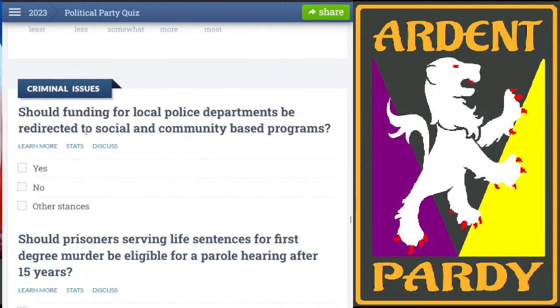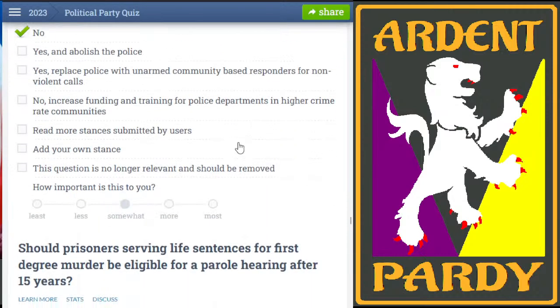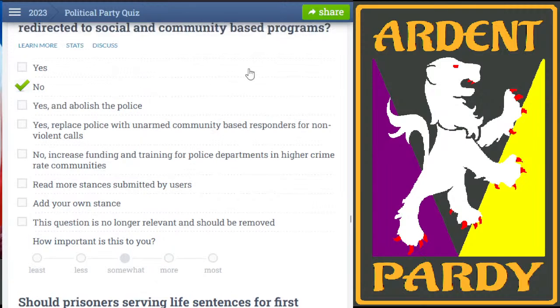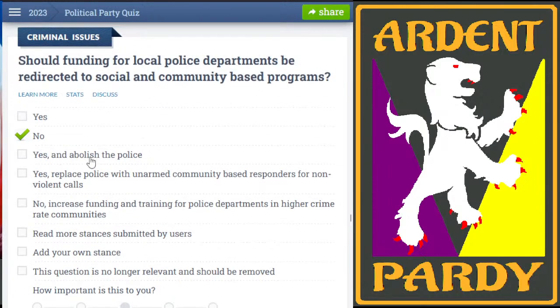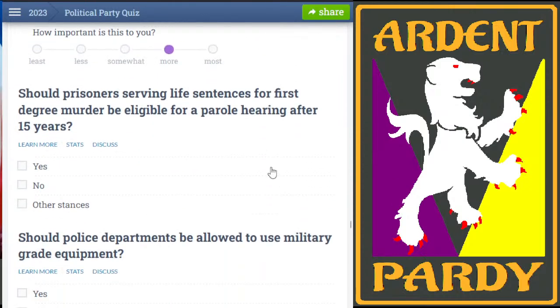Should funding for local police be redirected to...? No. What are you, kidding? We've seen how badly that worked. I'm very tempted to say yes and abolish the police, though. Oh, yeah, no, let's replace police with unarmed community-based responders for nonviolent calls. Oh, God. Yeah, okay. I'll leave it at no, because if we're going to be stuck with a police force, they should at least be equipped and capable.